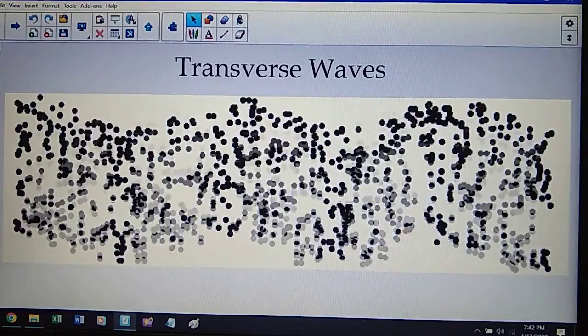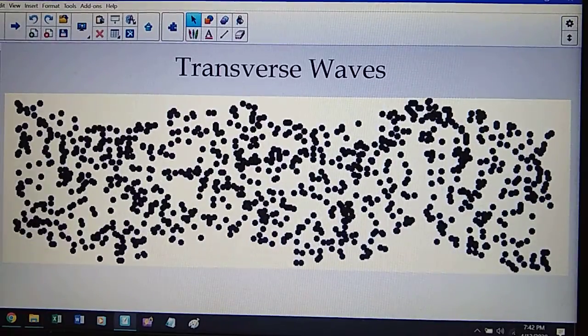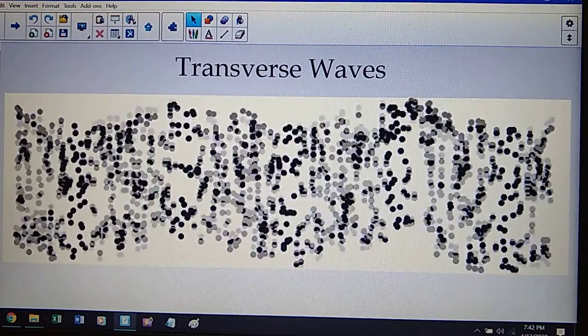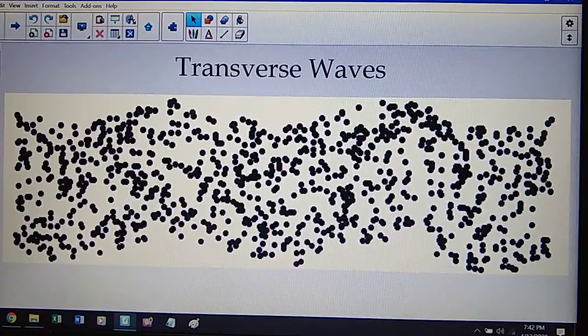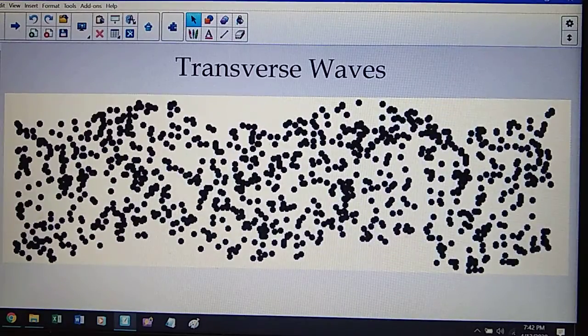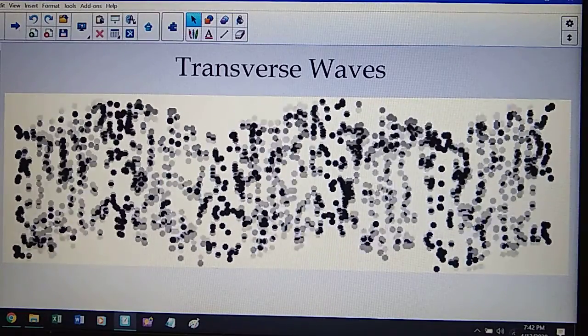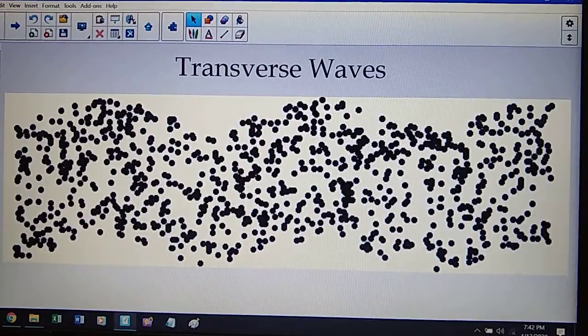Compare that to a transverse wave. And again, if you focus on a single dot, you'll see that the transverse wave here tends to be moving to the right, but the dots are only moving up and down. So although the wave looks like it's moving to the right, the particles are moving perpendicular to that, up and down.